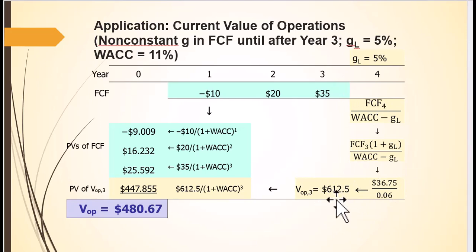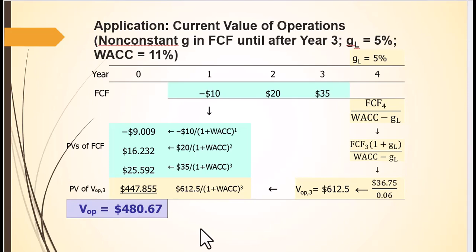We need to find the present value of that. So the present value of that, based on our weighted average cost of capital, says that the present value of the price or the value of the company 3 years from now is $447. Here's the present value of these first three cash flows. Add all the cash flows up. It's worth roughly $480 million.